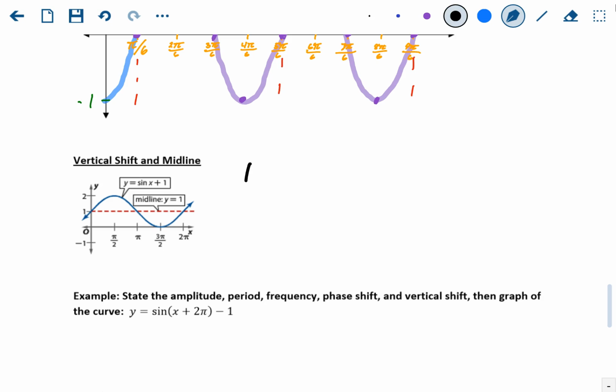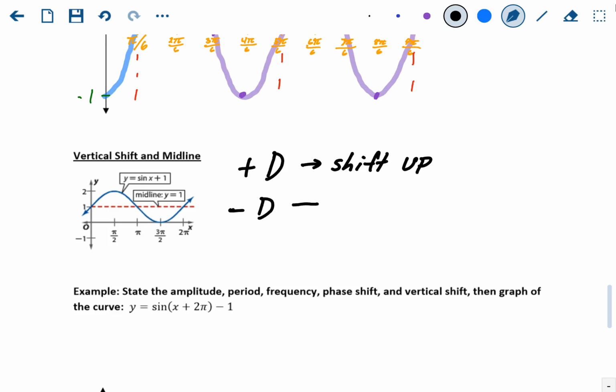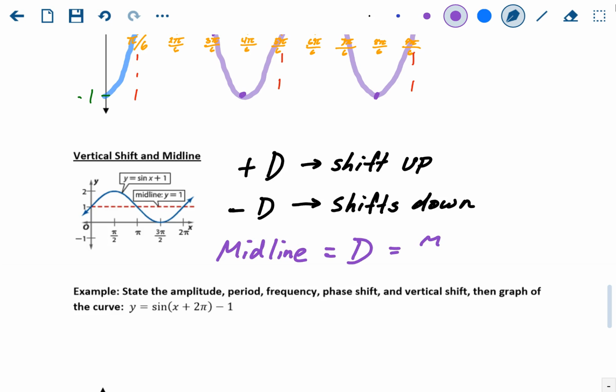All right, and then last is the vertical shift of the midline. This is the d value at the end. If it's a plus d, your graph is going to shift up. If it's a minus d at the end of your equation, your graph is going to shift down. And that's just the midline. So whatever d is, that's the midline. The formula when we had the graph was max plus min divided by 2. Again, those will give you the same values, but we're assuming we're just given the equation, not the graph.